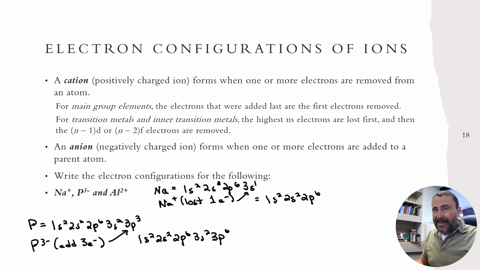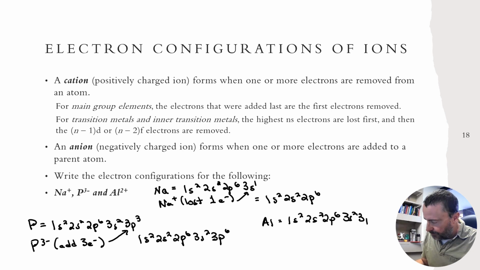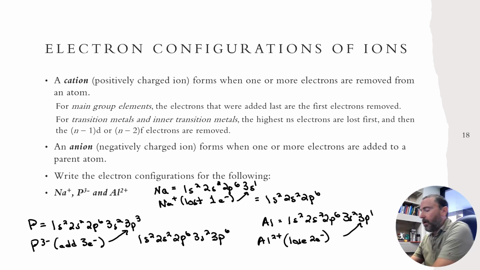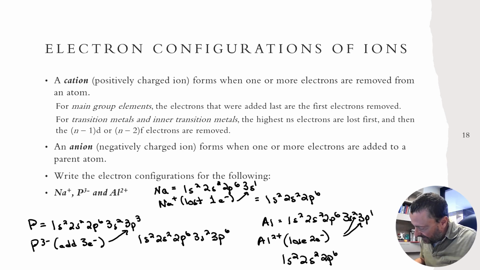All right, and then lastly, I've got that aluminum 2 plus. Aluminum really likes to be 3 plus, but here we're going to do it as a 2 plus. So aluminum, let's start with just good old aluminum first, has 1s2, 2s2, 2p6, 3s2, 3p1. So aluminum 2 plus is going to lose 2 electrons. It's going to lose 1 electron from the 3p, and it's got to lose 1 more from there. So it's going to become 1s2, 2s2, 2p6, 3s1. It lost one of those s2, and it lost the 3p1. So it's lost 2 total to become that electron configuration.